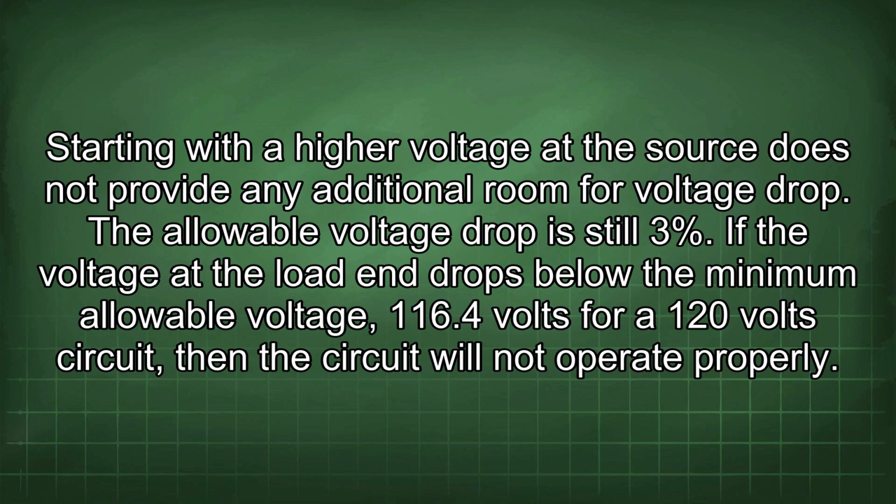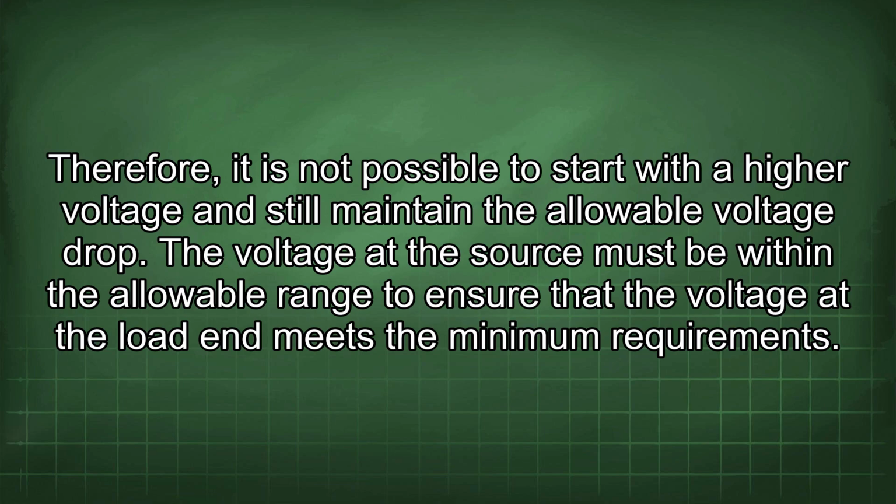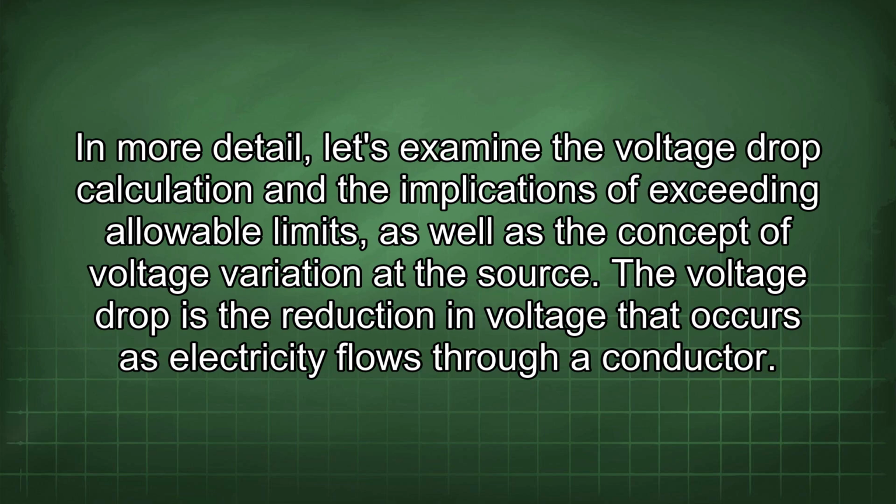If the voltage at the load end drops below the minimum allowable voltage, 116.4 volts for a 120 volt circuit, then the circuit will not operate properly. Therefore, it is not possible to start with a higher voltage and still maintain the allowable voltage drop. The voltage at the source must be within the allowable range to ensure that the voltage at the load end meets the minimum requirements. In more detail, let's examine the voltage drop calculation and the implications of exceeding allowable limits, as well as the concept of voltage variation at the source.